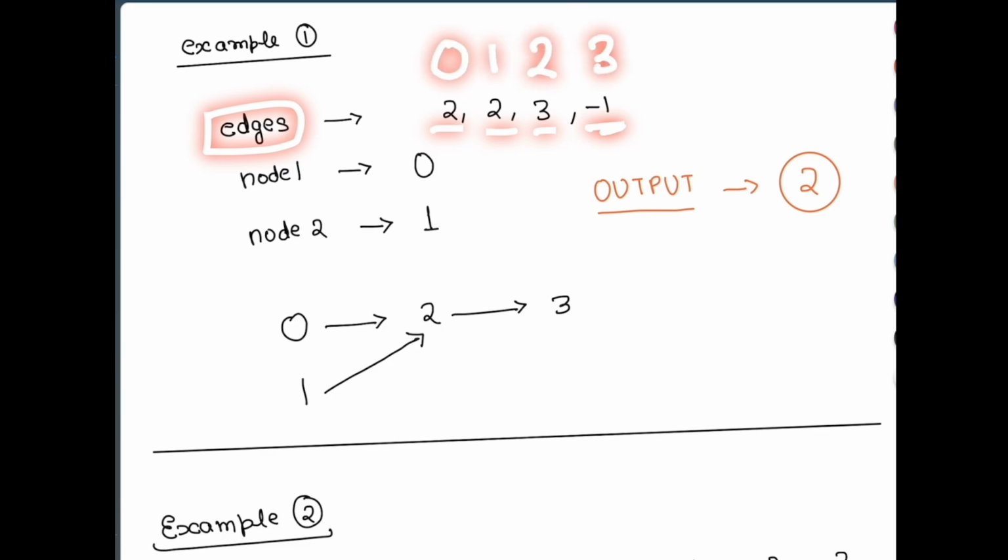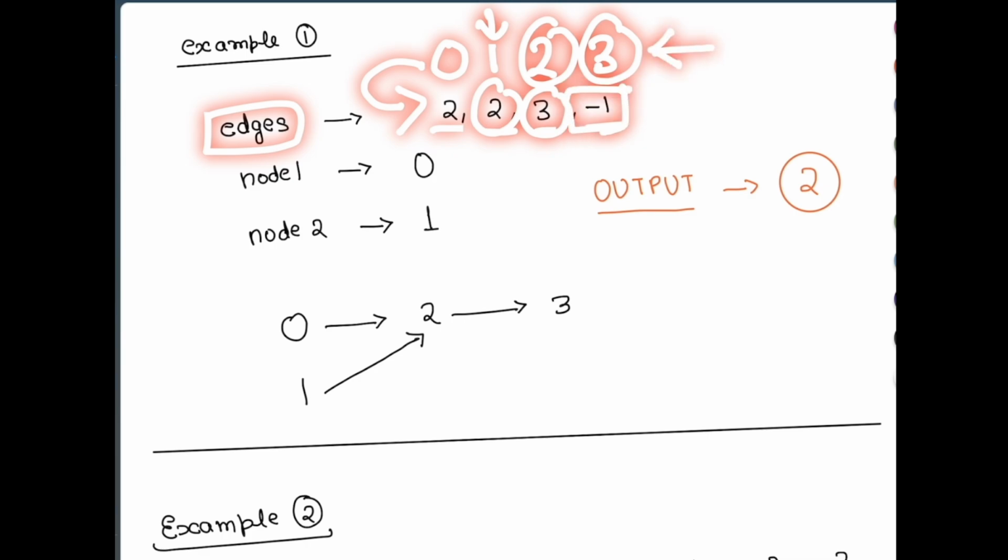These are the 4 nodes which we have. From node 0 we can go to 2. From node 1 we can go to 2. From node 2 we can go to 3. And from node 3 is minus 1. It means from node 3 we do not have any outgoing edge. We cannot go anywhere if we reach this node 3.